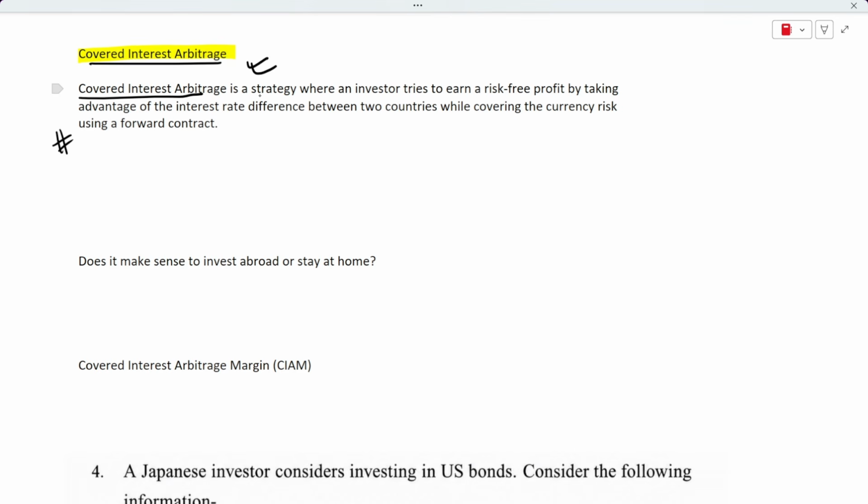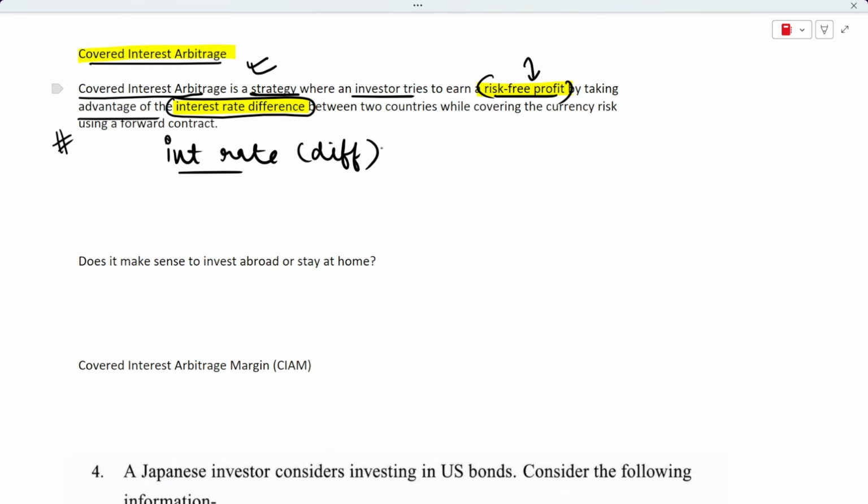This concept tells us that this is a strategy where an investor tries to earn risk-free profit. And to earn this risk-free profit, he takes advantage of the interest rate difference between the two countries. So if I am an investor, I would want to earn a risk free profit. So I would look at the interest rate of the two countries, look at the difference between the interest rates, and then make a decision to invest. And while doing so, I would be covering the currency risk by using a forward contract. So an investor uses a forward contract and covers themselves from the risk of currency rate fluctuation.